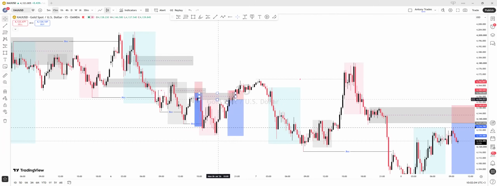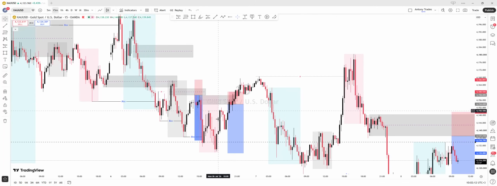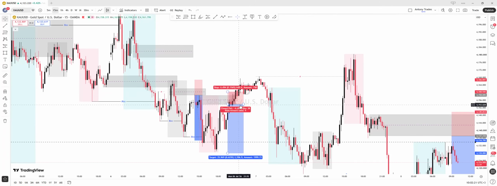So the market failed to tap me here during the New York session, and for me, I don't like taking trades past the New York session. So once the New York session closed here, I just removed my limit order, and by doing that, I was able to avoid this loss. This is why I always emphasize that you have to understand the time of the day when you are taking your entries, depending on which pair you are trading.